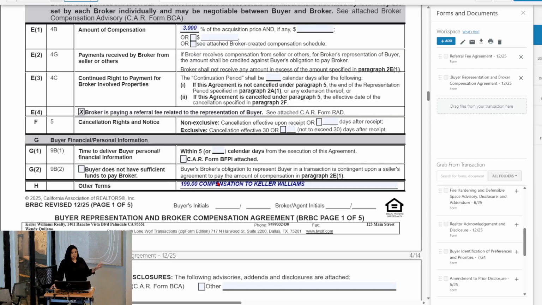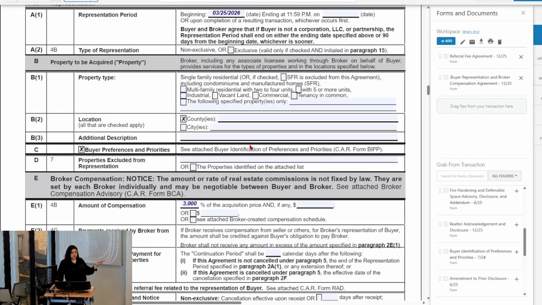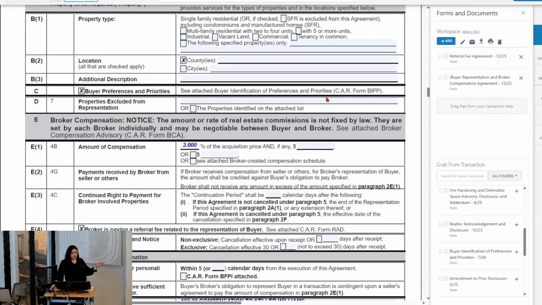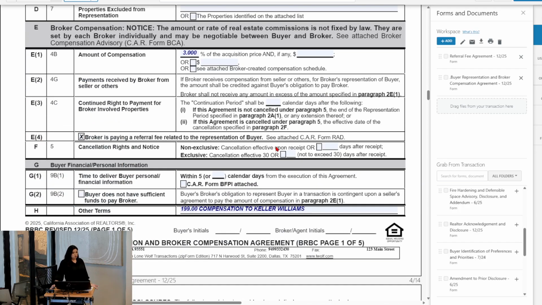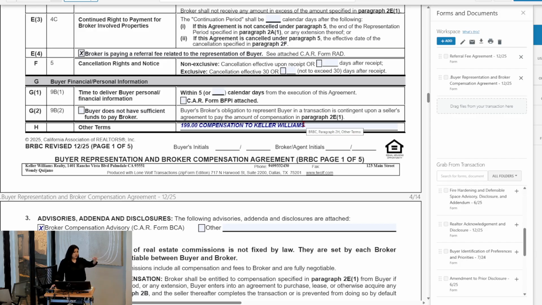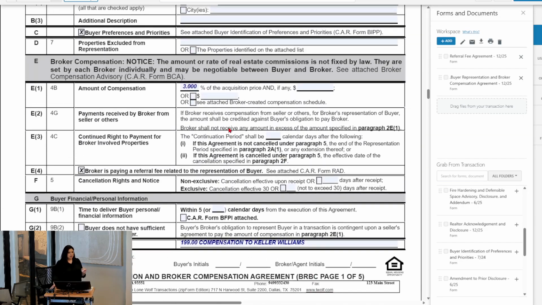I just use this as an example, but this is one of the things that has been an issue: what do you do with the 199, or just the compensation fee for Keller Williams? You would put it under here, other terms, not up here, because there's no room to specify what it is up here. So that there's no confusion, you would put it down here. What you're stating, just disclose it down there. New builds, 2% or whatever the case may be. Then up here is 3% for your acquisition price.